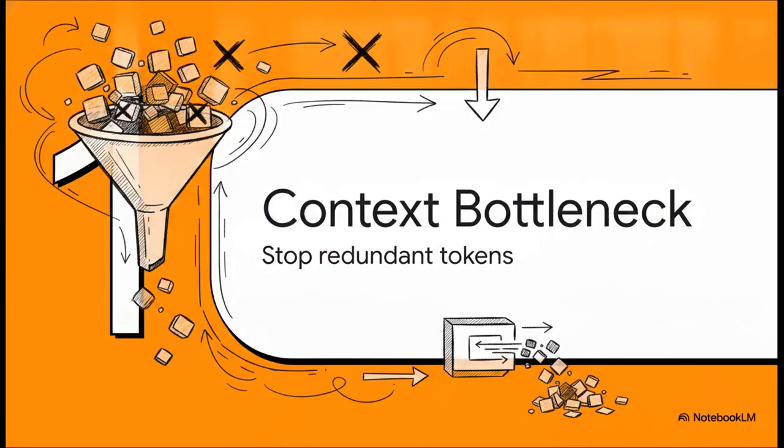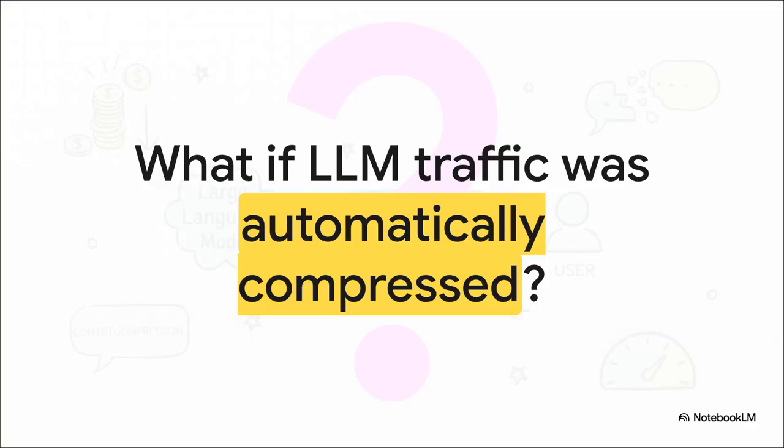Section 1. The context bottleneck, or, how to stop paying for redundant tokens. So, I want you to imagine a world where a smart traffic cop sits right between your application and your LLM provider. Their whole job? Packing your prompts tightly together before they hit the open highway. Seriously, what if your LLM traffic was just automatically compressed? It would silently remove all that repetitive noise while keeping the exact meaning of your instructions completely intact.